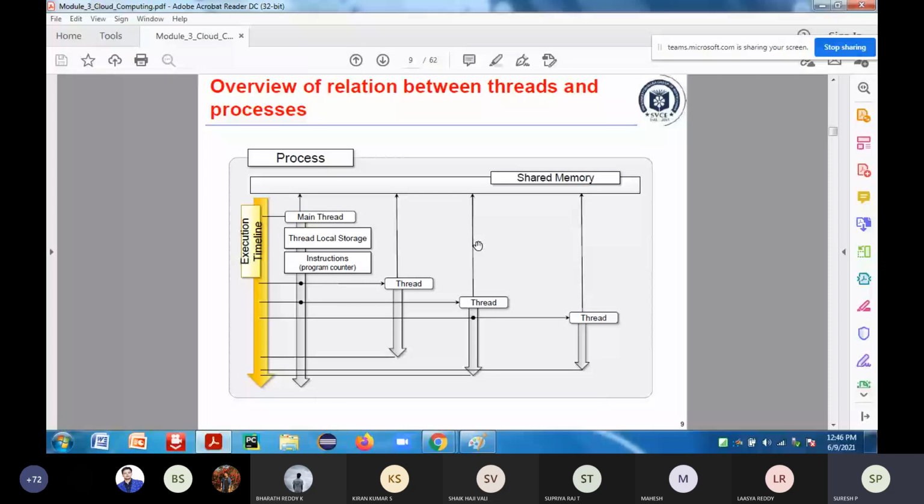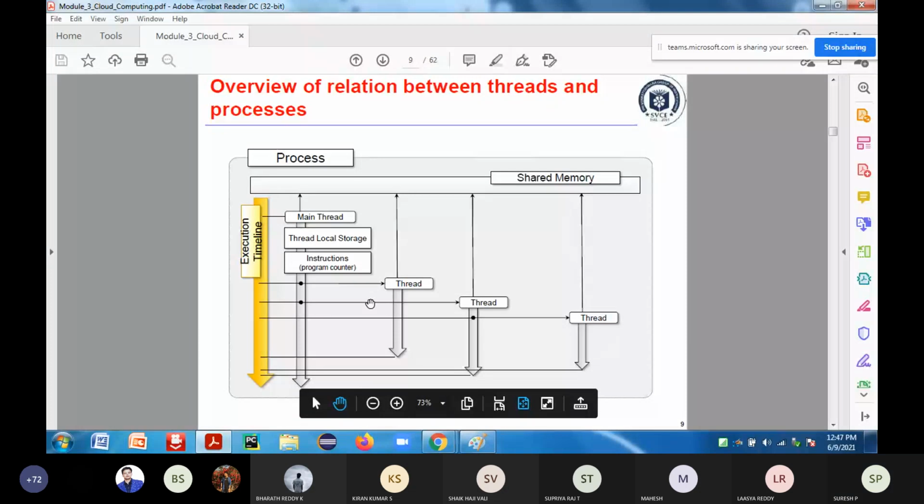One thread will be the main thread. Each thread will have a program counter. The main thread has the program counter, and that particular program counter will be shared by all the other threads. The program counter holds the next instruction which has to be executed.